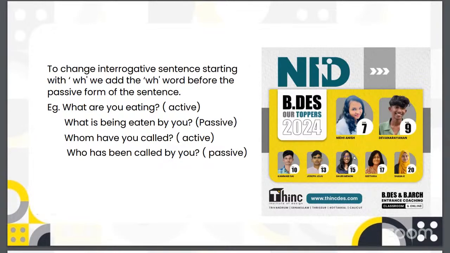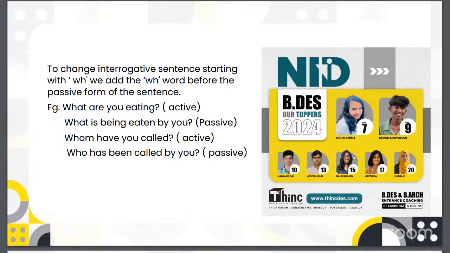Now another question might be, whom have you called? Whom. That is also a WH question. Because it's you, you have to use the verb have, because you have. So whom have you called is active voice. When you change it into passive voice, that whom changes into who. Who has been called by you? Because whom we always use in the objective place. Whom is always used in the objective place and who is always used in the subjective place.